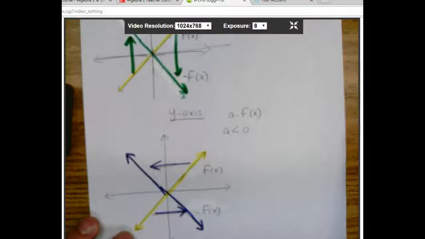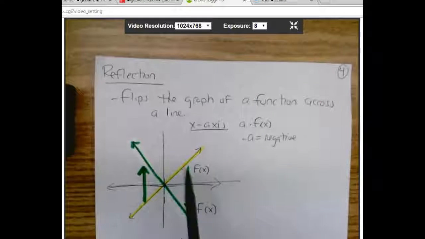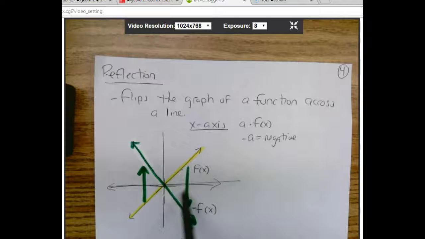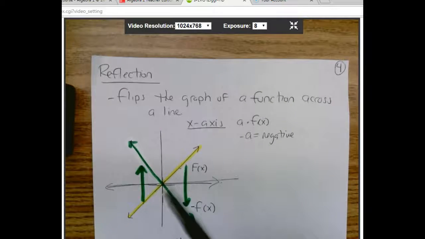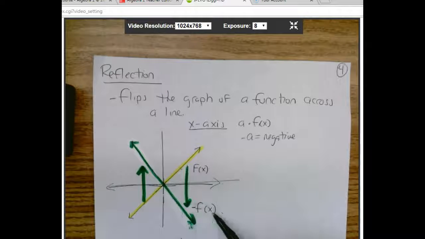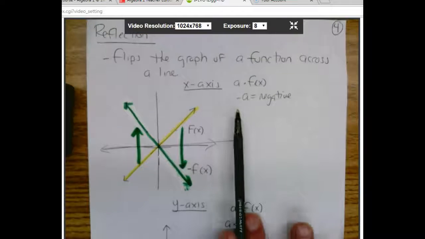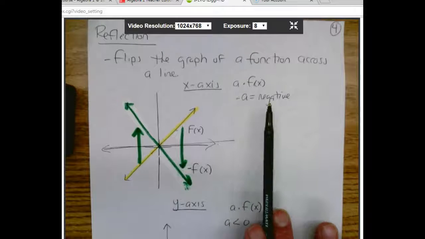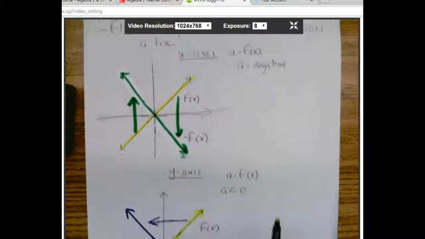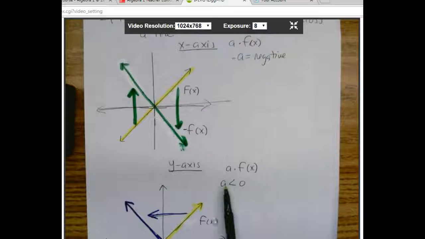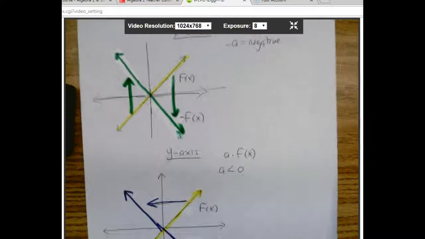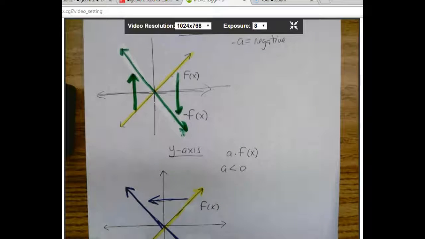And then finally, one more review. Reflection is going to be flipping it on an axis, so it's right here. We then flip it around the x-axis right here, and that becomes this. So it'll be the negative f of x, and that's if the a is negative. Okay, and then here we have where a is less than 0, and that's on the y-axis. We'll give some examples of these in class, but we have it here, and here we're flipping it on this axis.